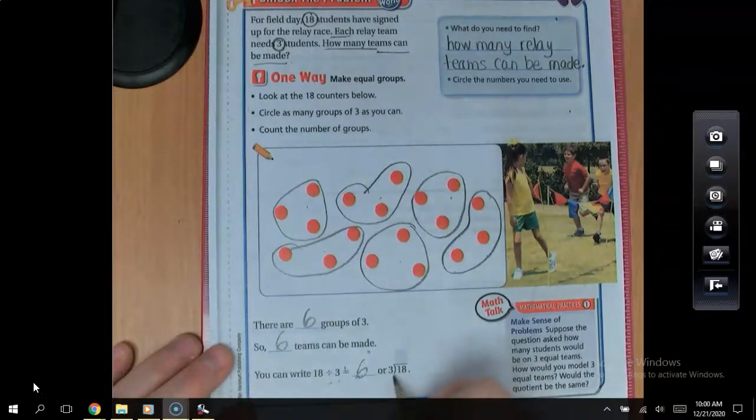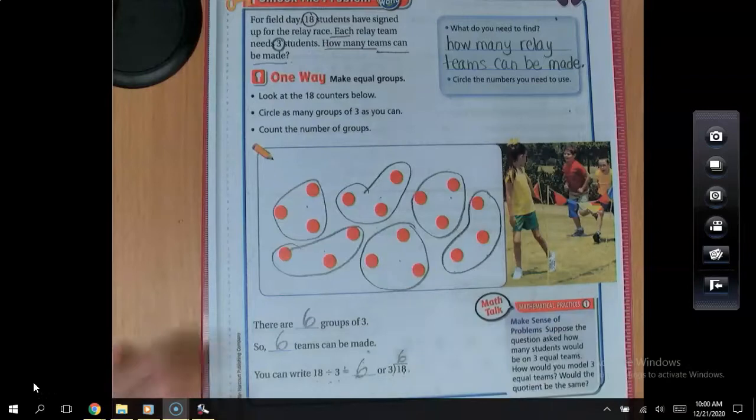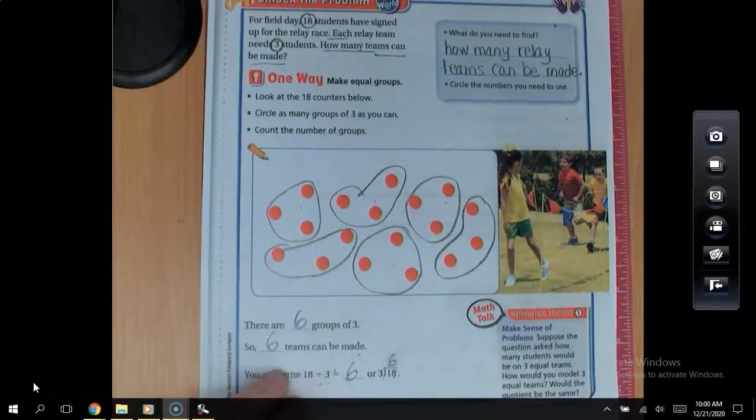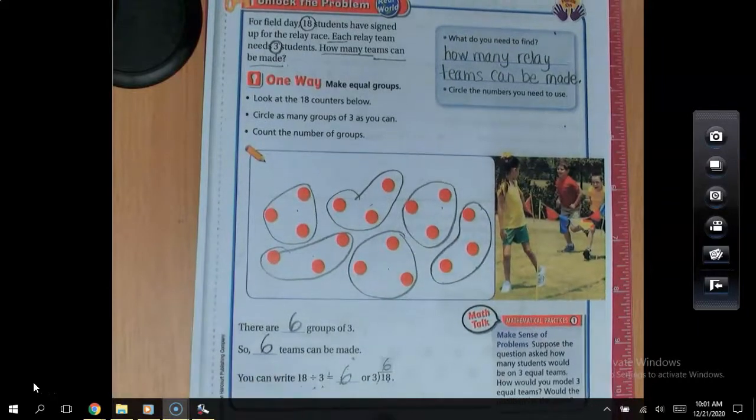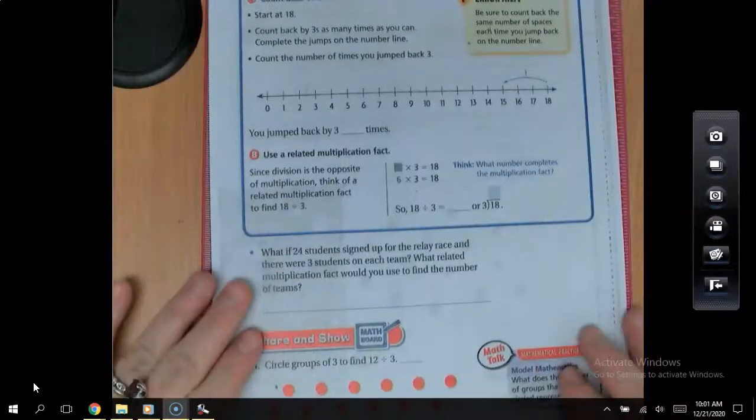Or you could write it this way. I always call this a little house. So I have what number times 3 equals 18. Or you could say 18 divided by 3 equals what? You guessed it, 6. All right, let's try some more examples. Go ahead and turn to page 384. Let's look at page 384.